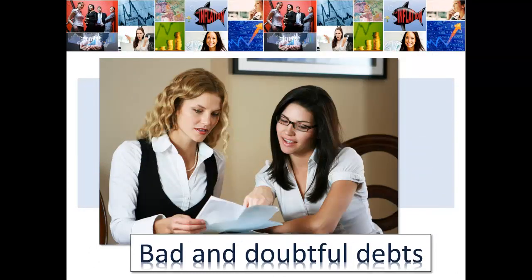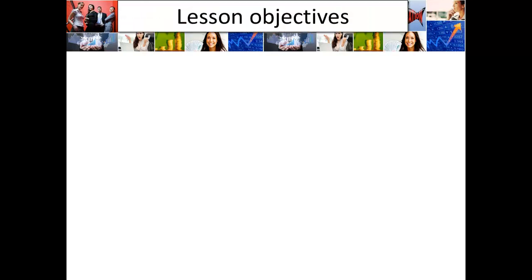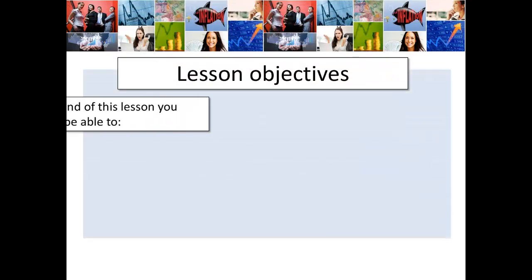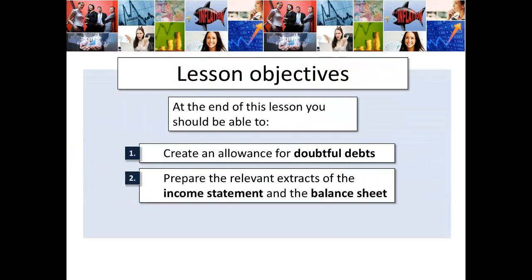Okay, balance day adjustments, and here is our first type, bad and doubtful debts. So what we need to pick up today, we need to be able to create an allowance for doubtful debts and then prepare the relevant extracts of the income statement and then the balance sheet. Sounds easy? We'll see.